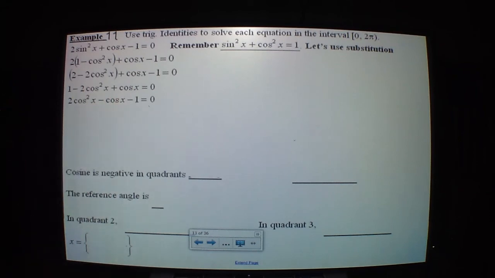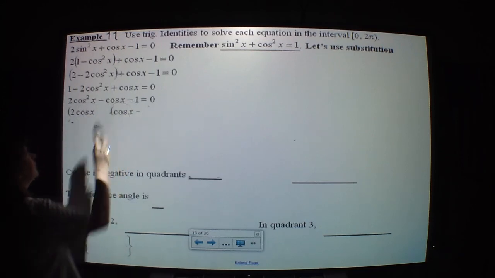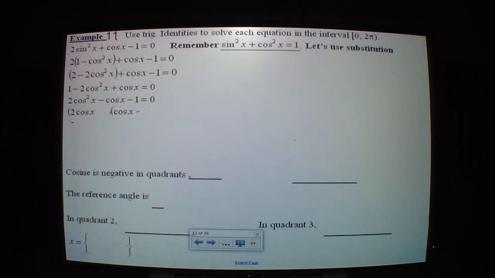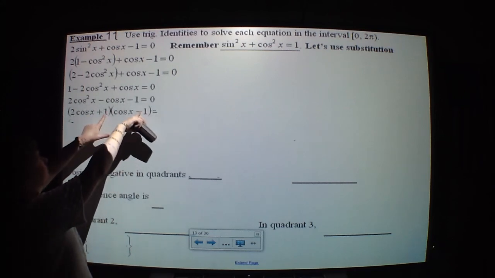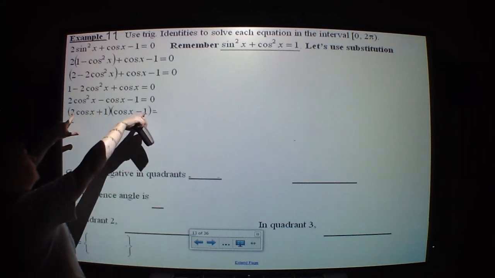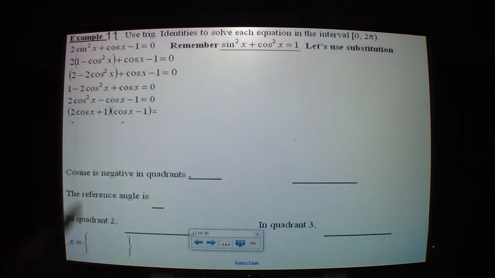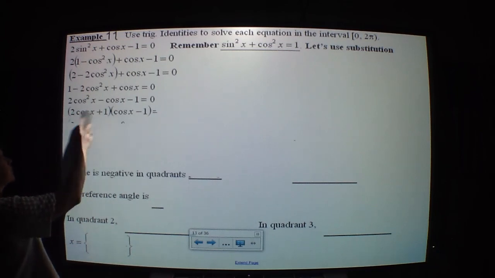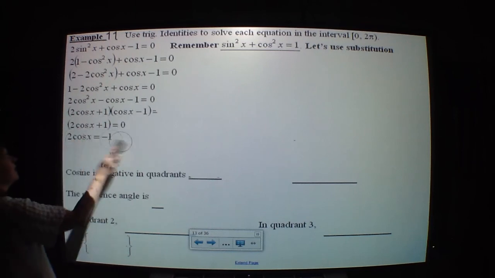Now I'm going to factor it. Cosine of x and 2 cosine of x will be in the first positions of my parentheses. It has to be a plus and a minus. So you know the last terms have to each be 1. You have to decide which is the plus and which is the minus. When you do it, negative 2 plus 1 is negative. And then let's solve it. 2 cosine of x plus 1 is equal to 0. So cosine of x is negative 1/2.